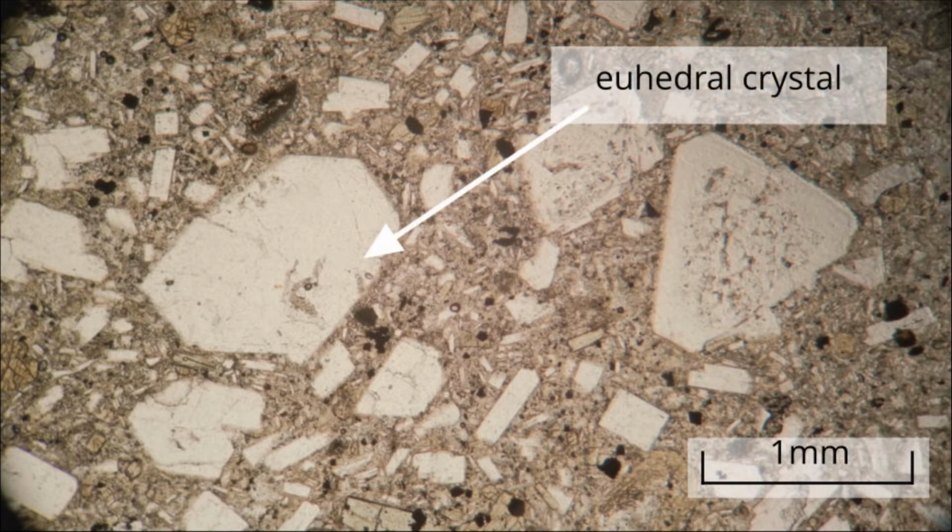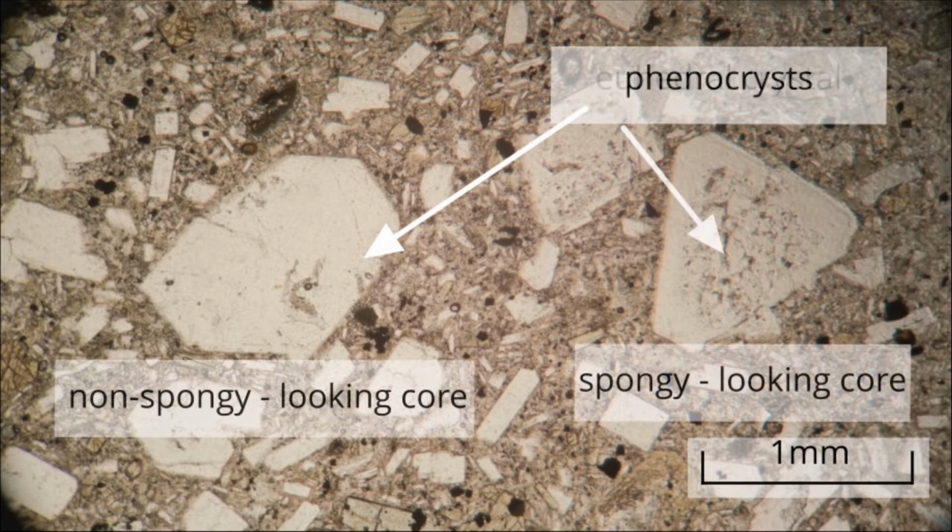Most of the phenocrysts are composed of plagioclase feldspar and form euhedral crystals, that is, crystals that are well formed with sharp, easily recognised faces. In plain polarised light, two types of feldspar phenocrysts can be recognised. One has a spongy-looking core, the other does not. Both are colourless or cloudy, have low relief and are not pleochroic, that is, they do not change colour as the stage is rotated.